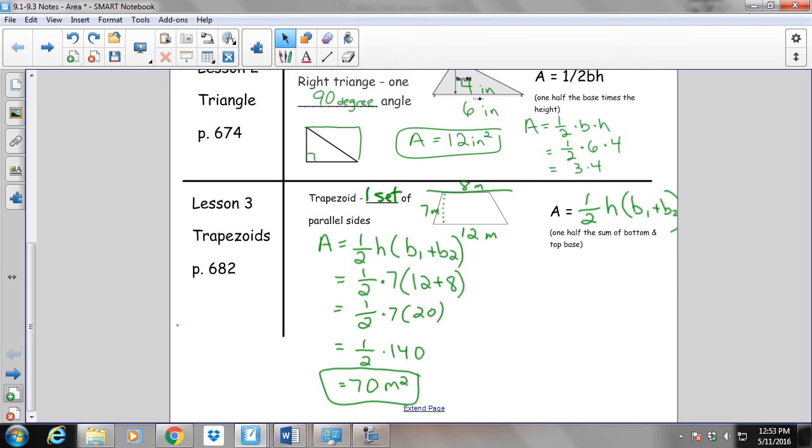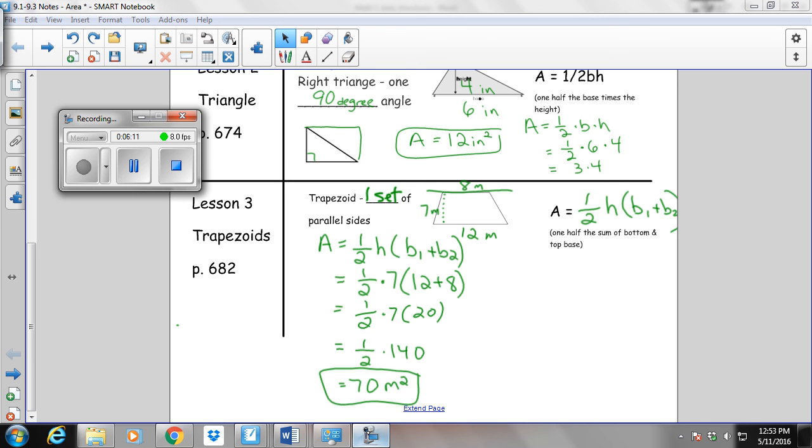So that's the first part of lesson of chapter 9. I'm going to actually break this into 2 parts. So that's your first part.